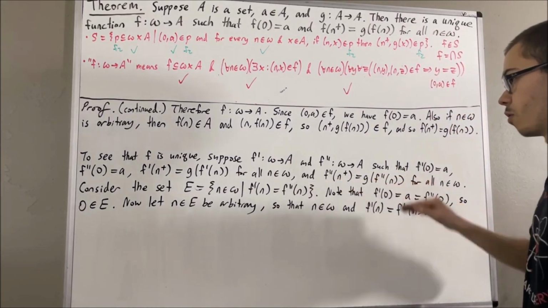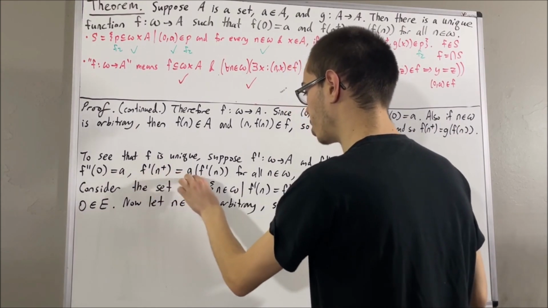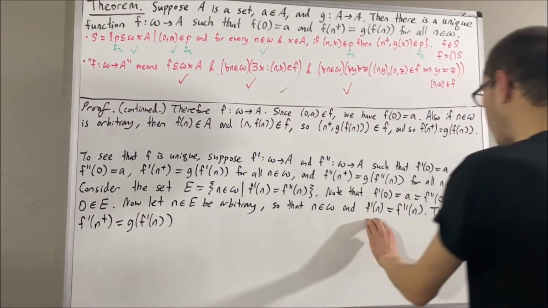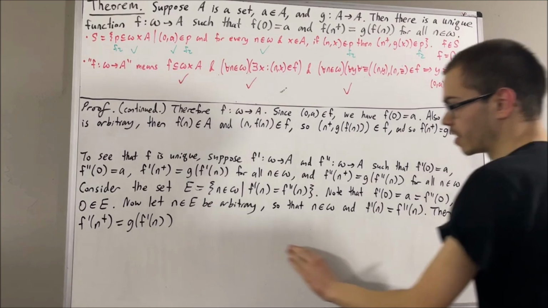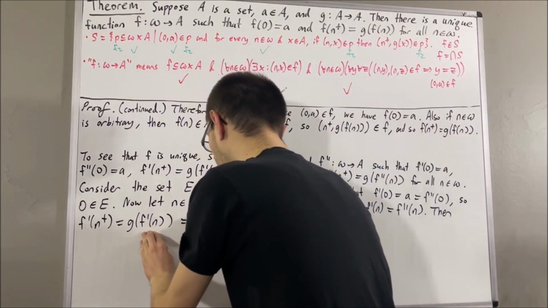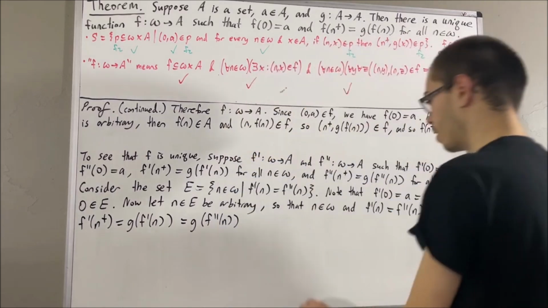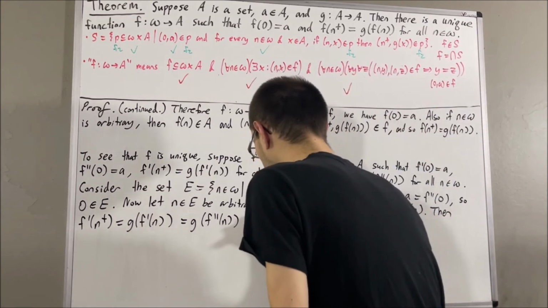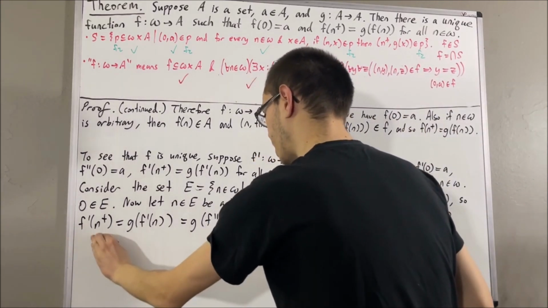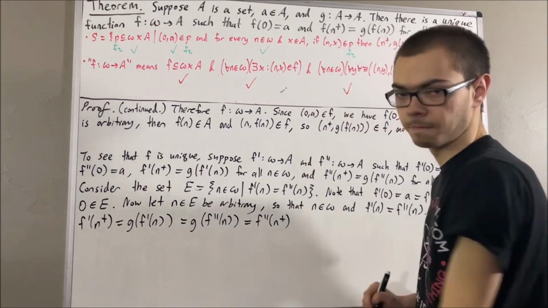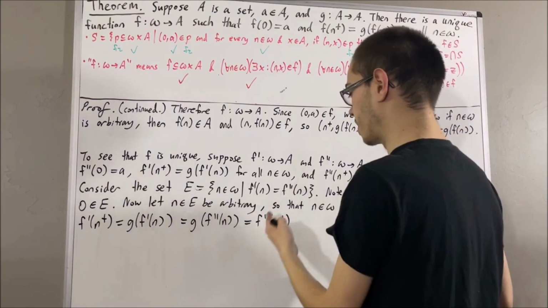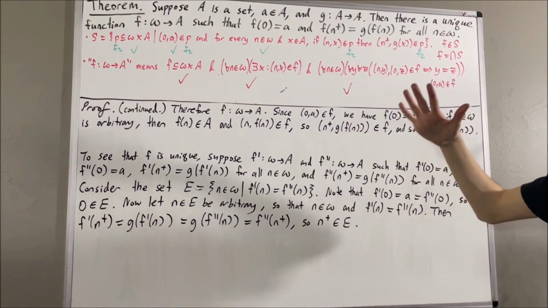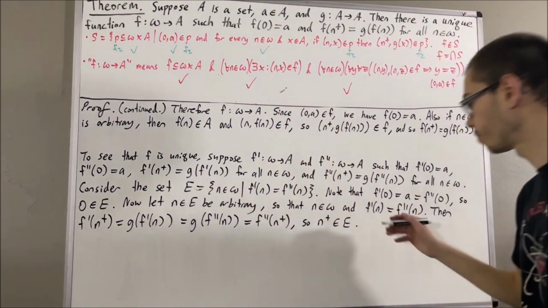So what do we see here? We see f prime of the successor of n is equal to g of f prime of n. But remember, f prime of n is equal to f prime prime of n. So we can substitute f prime of n here with f prime prime of n, but g of f prime prime of n is equal to f prime prime of the successor of n. And so this shows that f prime of the successor of n is equal to f prime prime of the successor of n. And so that shows that the successor of n is an element of E. And that's it. So by the principle of induction, that tells us that E is the set of natural numbers.